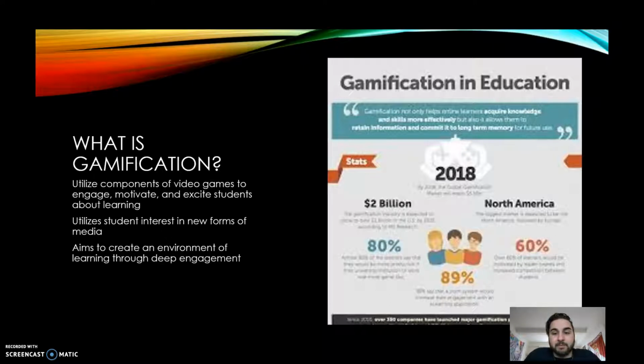The point of gamification in education is to target students who struggle with engaging in their learning as it is. This learning is done through using components of video games such as rewards for continued success, motivation through failure, and encouraging students to continue to try and try again.